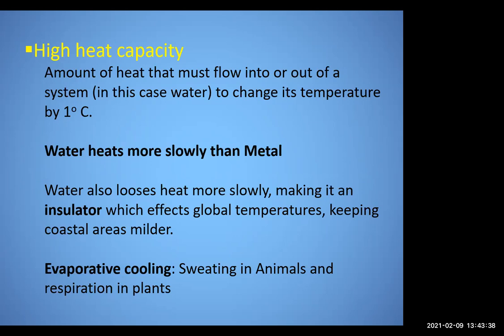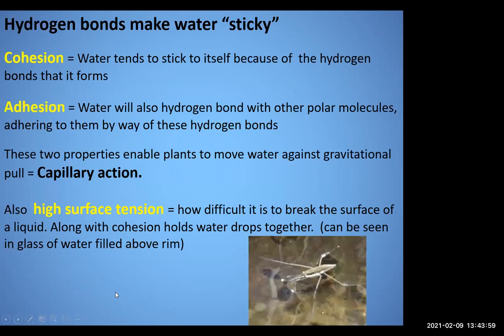Evaporative cooling allows for animals such as us to sweat and to cool ourselves that way. And also plants release water into the atmosphere in the process of doing photosynthesis. We'll talk about that later. And as it does that, it also helps to cool plants off. Other properties of water that make it a really interesting substance is that it's sticky.